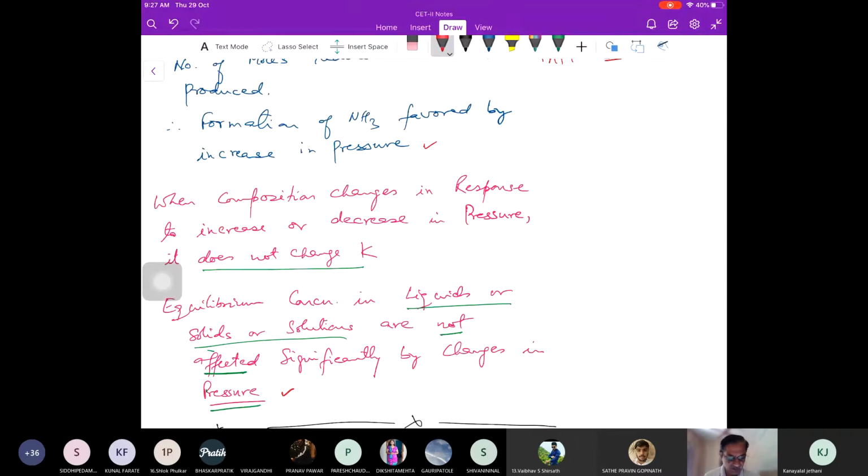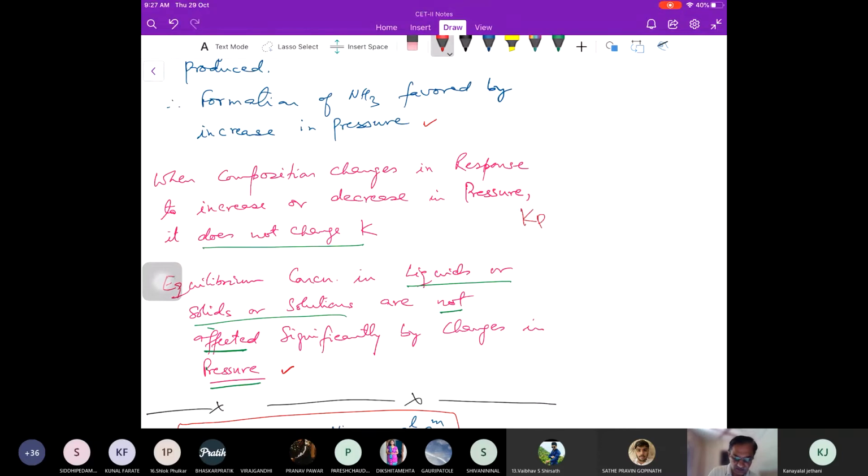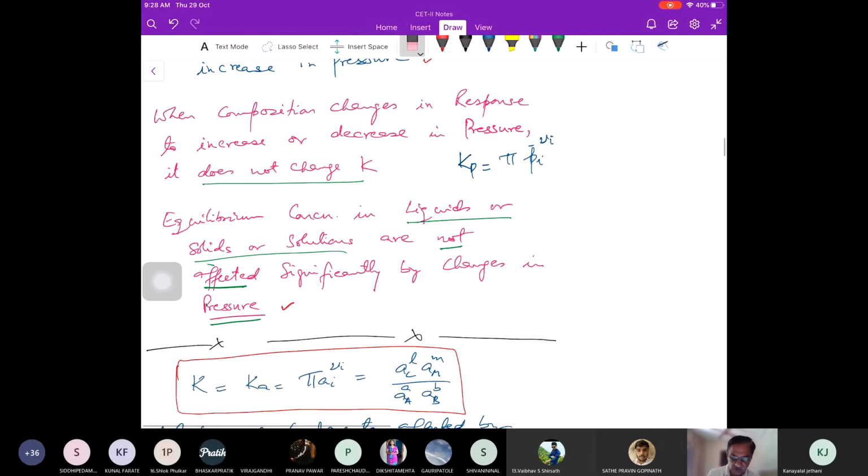Okay, so when the equilibrium shifts in response to an increase in pressure, it does not change K, right? Because K is a function of temperature only. We've seen that, right? We'll see that again. We defined Kp. What is Kp? Does anyone remember? No one remembers? You should remember these basic definitions. Kp is the product of pi bar raised to the power of nu i, right? And do you know its equation? Product upon reactant. So the partial pressures will change such that K is constant.